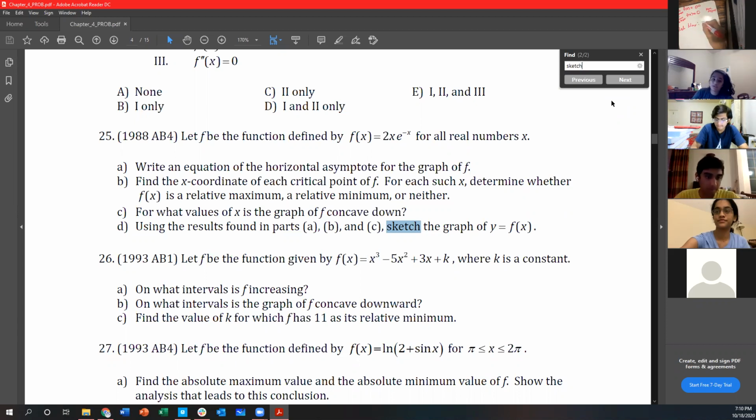At x equals 1. x equals 1, and then we said concave down for x is less than 2, and then concave up for x is greater than 2, right? Okay, and that means x equals 2 must be an inflection point. We know that because that's where the concavity changes. Okay, so now is the sketching part.